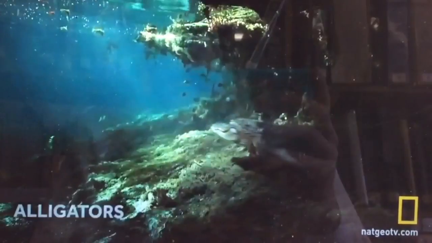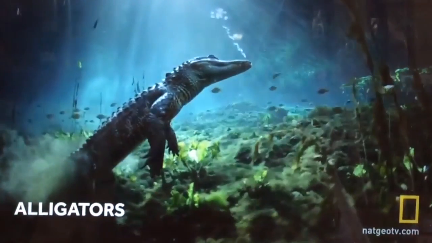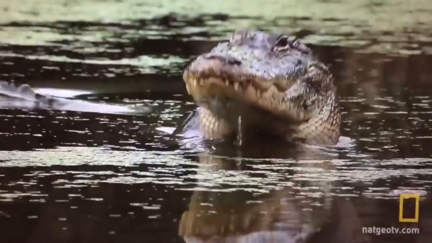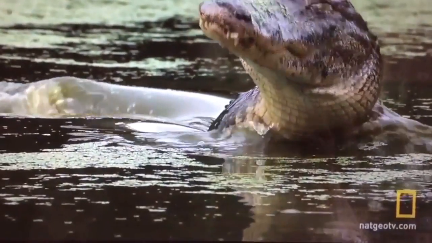Oh wow. Oh, look what we have here. An American alligator. Oh, he's coming. He's getting him. Oh, look at that! That is something. Alright, these American alligators live in the wetlands of southern United States.